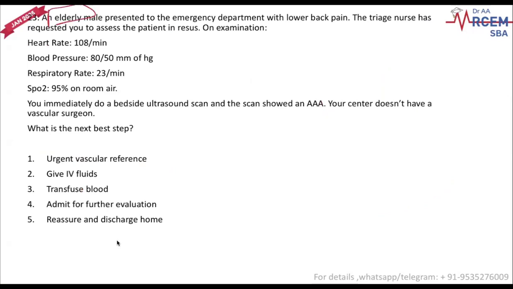Elderly male presents to the ED with lower back pain. I'm thinking of an AAA again here. A triage nurse has requested you to assess the patient in the resuscitation bay. Patient is hypertensive. You immediately do a bedside ultrasound scan. It is suggestive of an AAA. Your center doesn't have a vascular surgeon. What is the next best step? Again, the patient is hypertensive, that doesn't matter. Still, you will be referring to the vascular surgeons. That is always the first step.